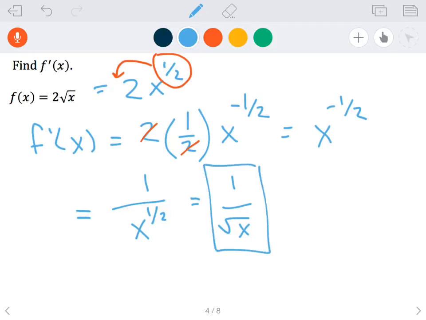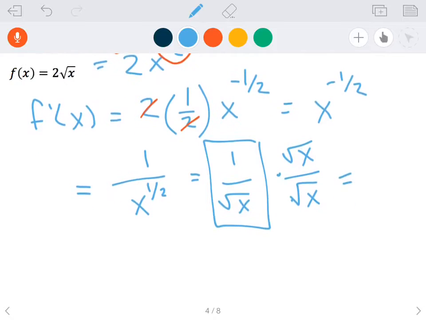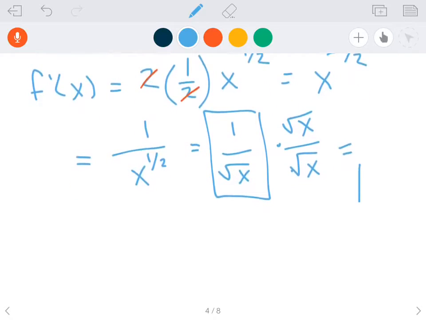If it was an open response question, I would certainly stop there, and that's probably how the answers will be on the homework key. But let's say you're taking a multiple choice test and this answer doesn't appear in your list of choices. It's possible that they rationalized the denominator, and so if I multiply top and bottom by the square root of x, you would get the square root of x over x.